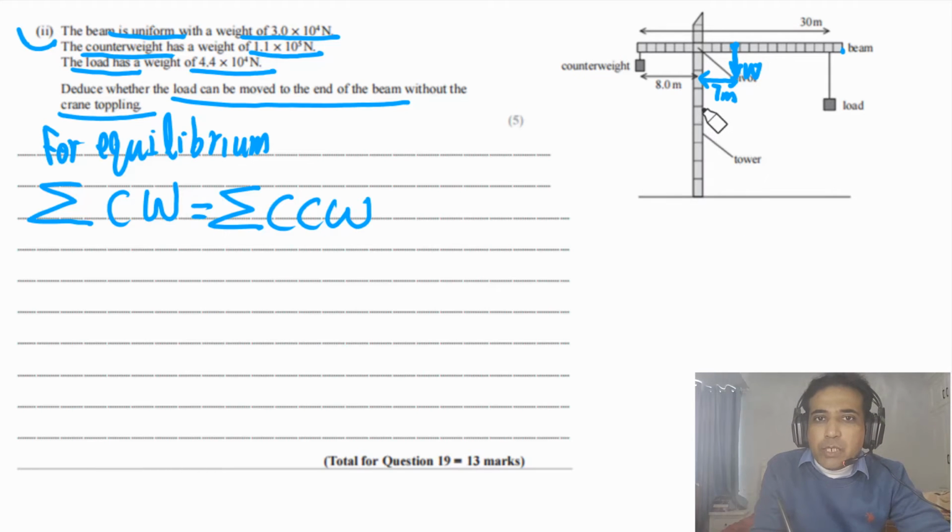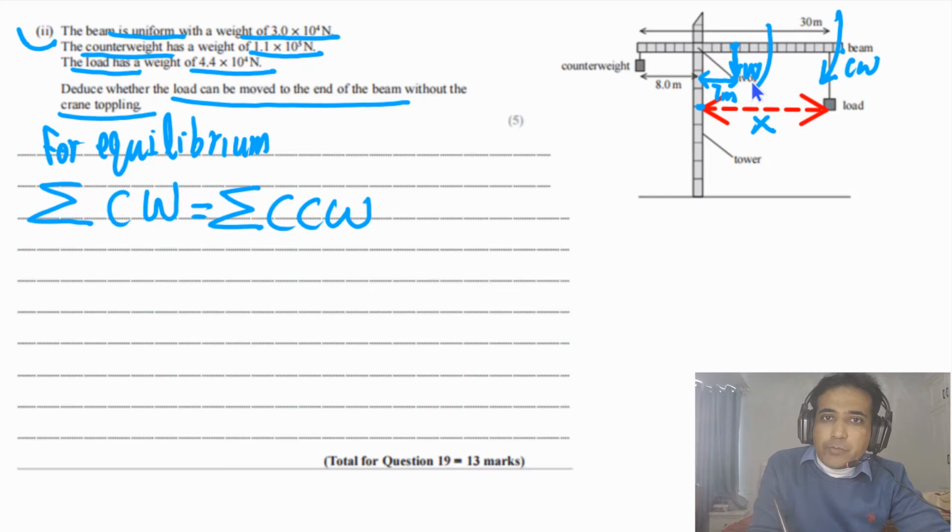And for this load, for this system to be in equilibrium, let's say this length is equal to x, meaning the distance from the center of the tower to the center of this load. Let's say this distance is equal to x. So the moment due to this one will be clockwise, the moment due to the weight of the beam also will be clockwise, and the moment due to this counterweight will be counterclockwise.